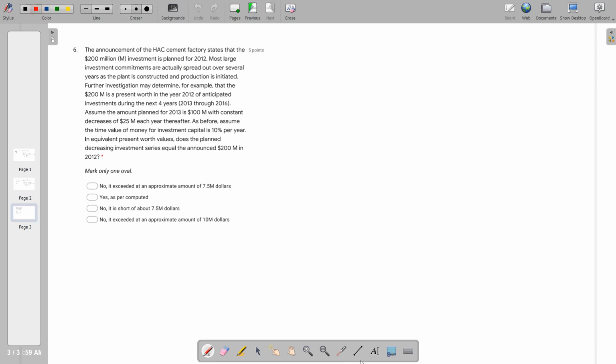So we have a cash flow. Of course, the cash flow shall start with the year 2012. Say this is 2012. If we can see, there will be anticipated investments right after this year, 2013 to 2016. Say this is 2013, this is 2014, this is 2015, and say this is 2016. So there will be 4 years.